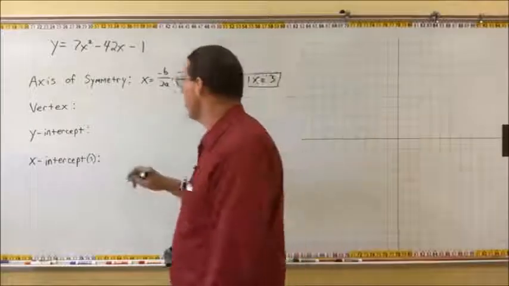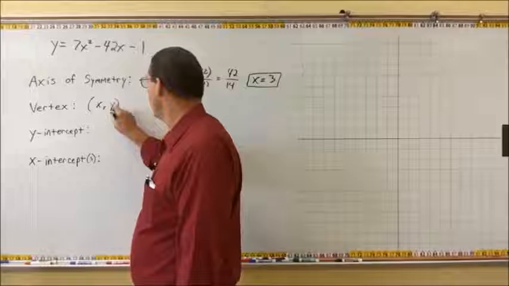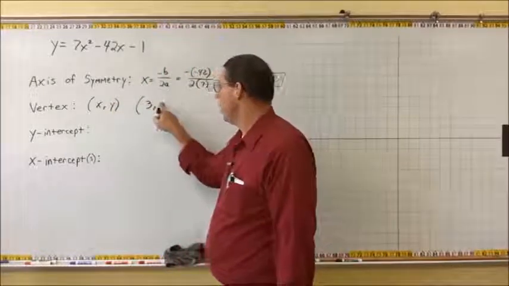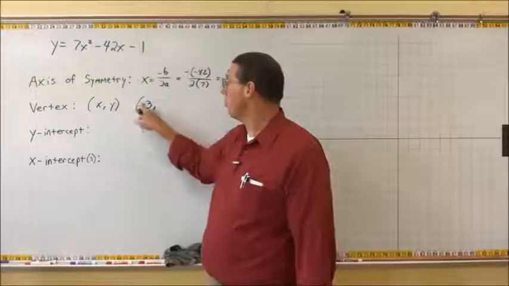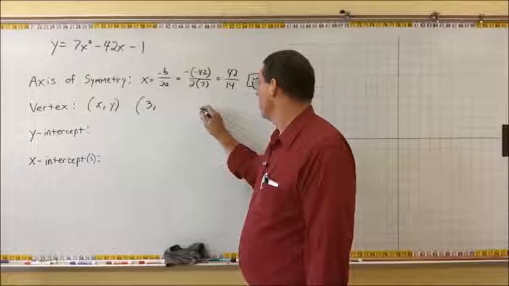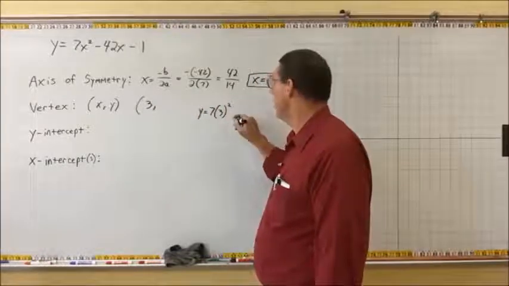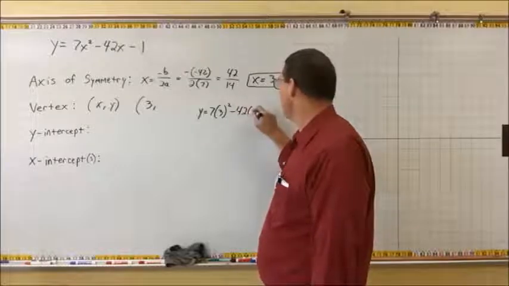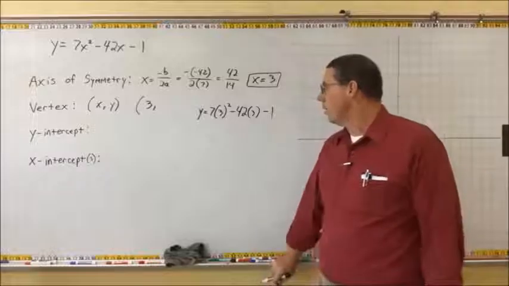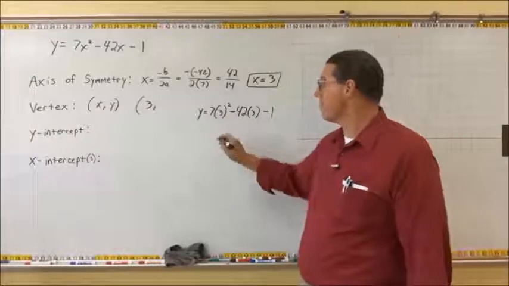The vertex is at the xy coordinate. That includes the axis of symmetry, so that's x equals 3. And then we're going to get the y value. We're going to plug 3 into the function itself. So we're going to get y is equal to 7 times 3 squared minus 42 times 3 minus 1. Well, 3 squared, that's 9, right? 3 times 3 is 9. 9 times 7 is 63.